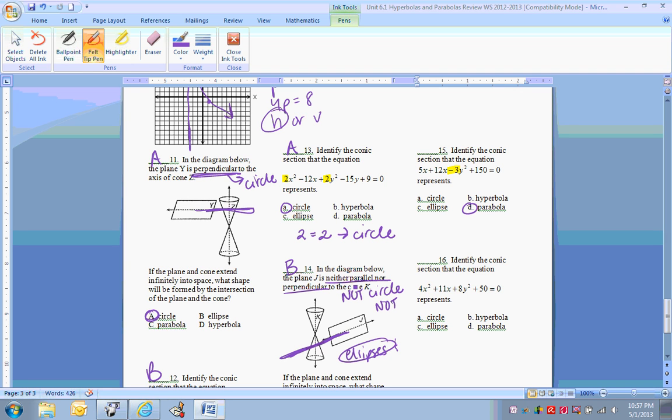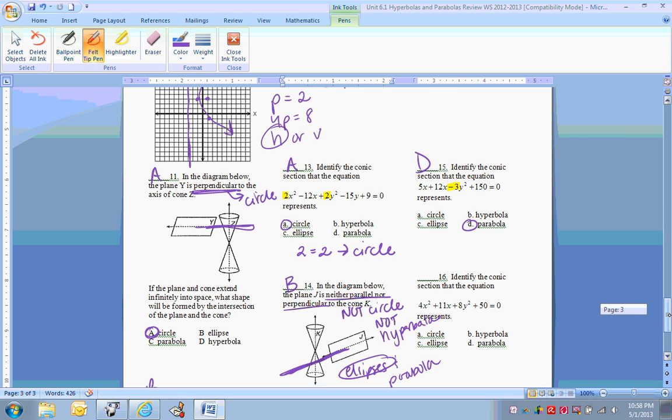You know what? I messed up. If it's parallel, it's going to give you a hyperbola. I was right. No, sorry. If it's parallel or perpendicular, it gives you... and then if it's neither of those things, it's either an ellipse or a parabola. So I said it right the first time. I apologize. So D is the answer to 15.